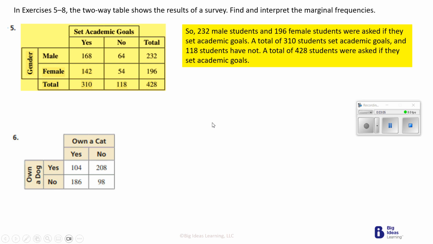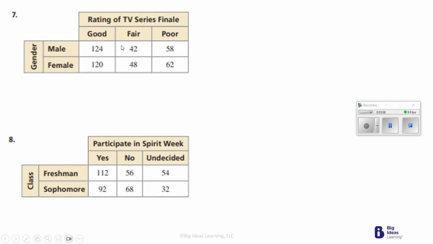All right. Number 6 is for you to do. Number 7 says rating of TV series finale. So if we're doing these again, it's just simple arithmetic here, right? 4 plus 0, that's 4. 2 plus 2 is 4, and 1 plus 1 is 2. Over here, 2 plus 8 is 10, carry the 1. That's going to be 90. Then over here, 8 plus 2, that's going to give me 10, carry the 1. That's going to be 120.